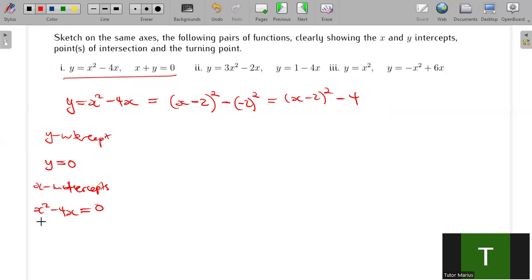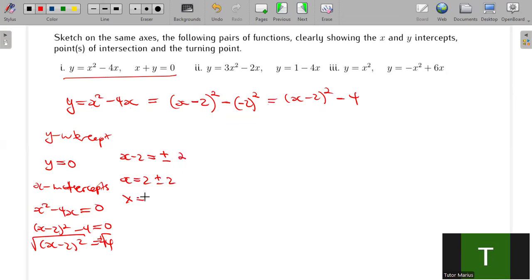Now I bring that x minus 2 squared minus 4 is equal to 0. Then I take the 4 to the other side, I have x minus 2 squared equal to 4. Then I take the square roots on both sides, so that will be plus minus. I have x minus 2 is equal to plus minus the square root of 4, which is 2, and we get x is equal to 2 plus minus 2. This gives us the values of x. When we add, we get x is equal to 4. When we subtract, we get x equal to 0. So you have two values of x. Those are the x-intercepts.